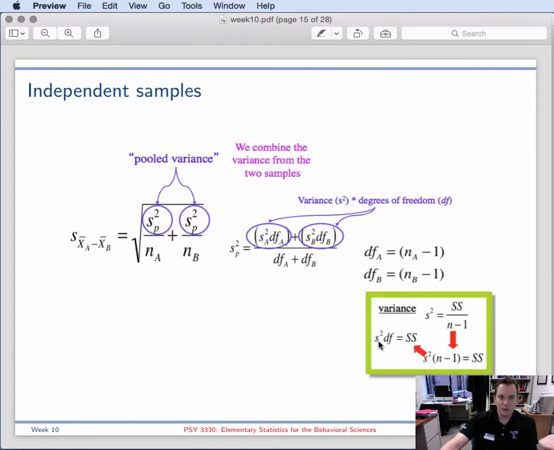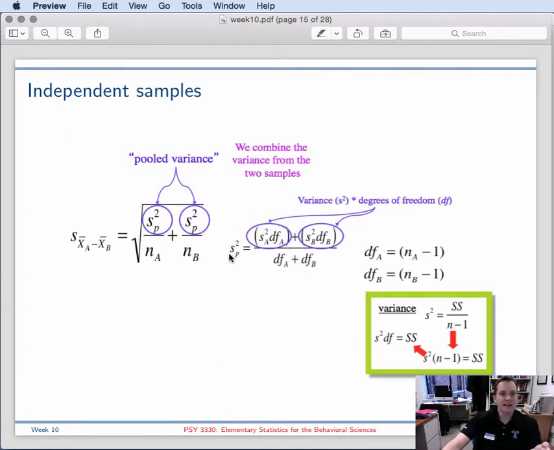We get the S squared, the variance, times df equals SS. Now it's nothing more than a rewriting of this original variance formula. But this is nice, right? Because this says that anytime you have something that looks like S squared, variance, times df, like you do up here, that's just the same thing as the sum of squares.